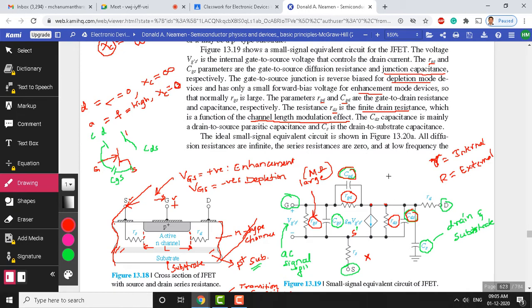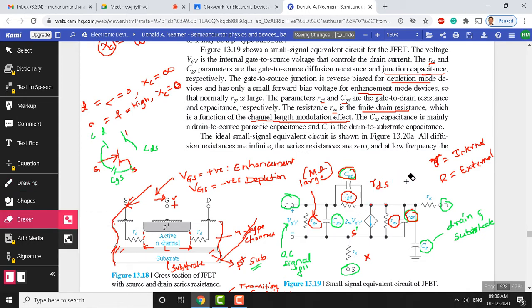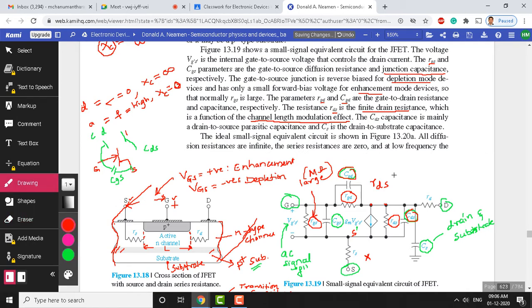So what I am trying to say is this RDS resistance is proportional to, or rather, instead of saying proportional, let me say it is a function of the channel length modulation.